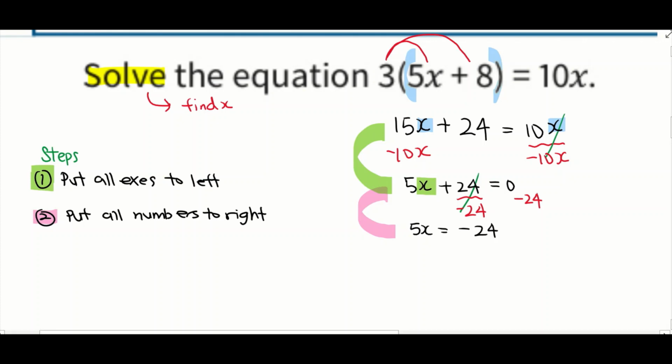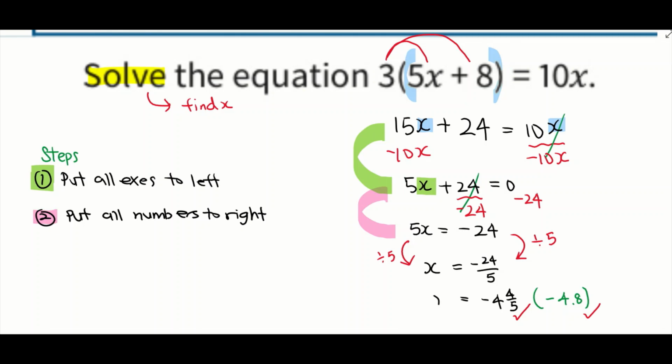You're not done yet because you have to find x. Solve for 1x. How do I solve for 1x? You have to divide by what on both sides? In this case, yeah, you have to divide by 5 on both sides. What is minus 24 divided by 5 in your calculator? I accept both answers in mixed fraction and in decimal. Okay, so this is how we solve for 1x.